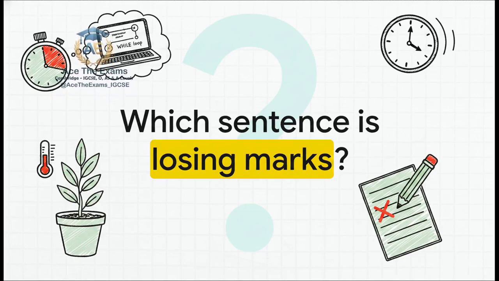The algorithm uses a while loop to check the temperature continuously. This is good because while loops are effective for condition-controlled iteration. It stops when it gets too hot. Time is ticking. Which sentence in that paragraph is completely bleeding marks? Is it the first one, the second, the third?